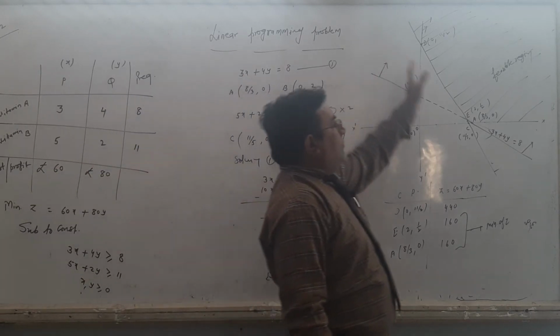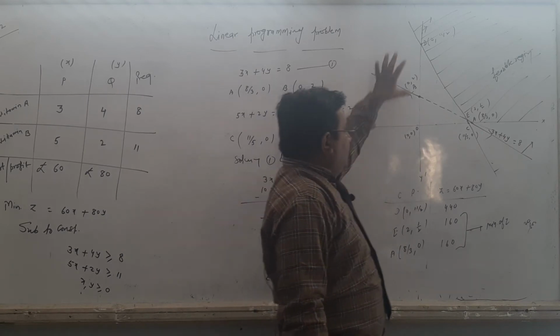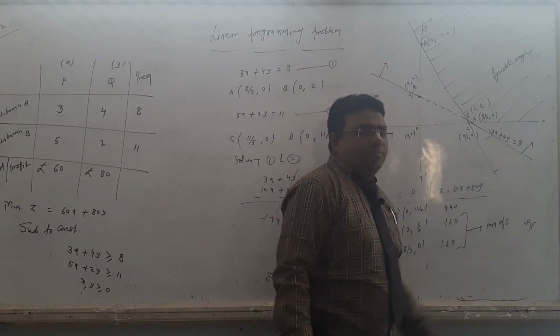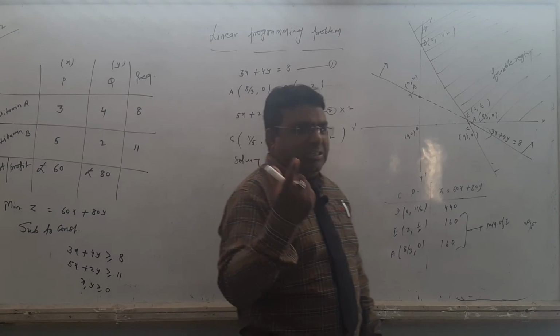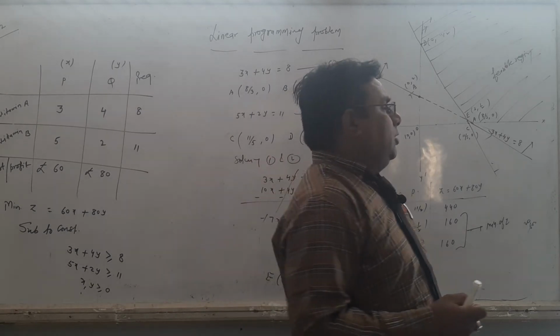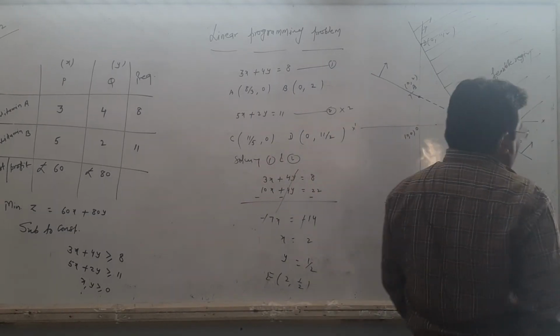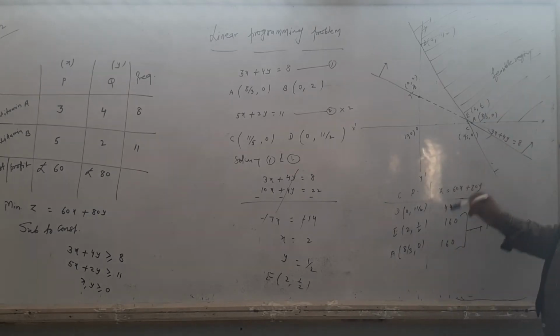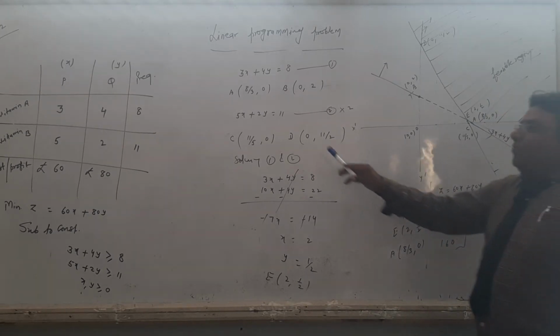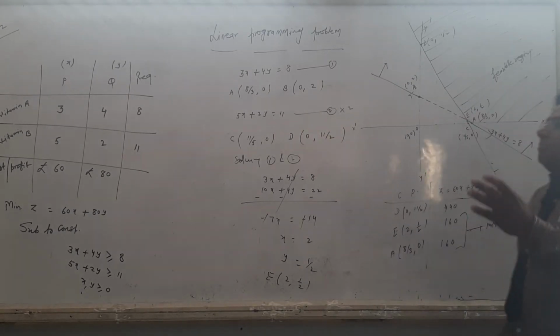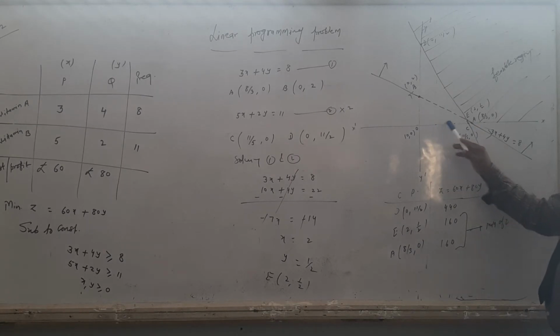Now draw the graph. First, this is the x-y axis, this is the x-axis. The scale is 1 centimeter equals 1 unit on the x-axis and the same scale on the y-axis. Now the first linear equation को draw करना है, the first point is 8 by 3, that means 2.6. That is between 2 and 3, 2.6 is 8 by 3 comma 0, that is a point.